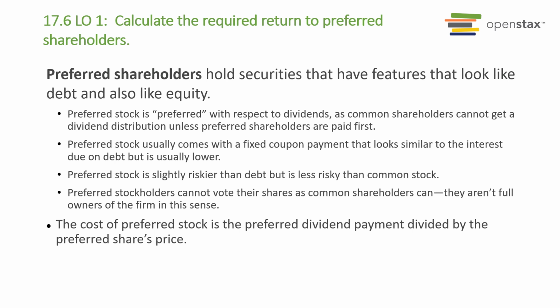Preferred shareholders hold securities that have features that look like debt and also like equity. Preferred stock is preferred with respect to dividends, as common shareholders cannot get a dividend distribution unless preferred shareholders are paid first. Preferred stock usually comes with a fixed coupon payment that looks similar to the interest due on debt but is usually lower. Preferred stock is slightly riskier than debt but less risky than common stock. Preferred stockholders cannot vote their shares as common shareholders can. They aren't full owners of the firm in that sense. The cost of preferred is the preferred dividend payment divided by the preferred share price.